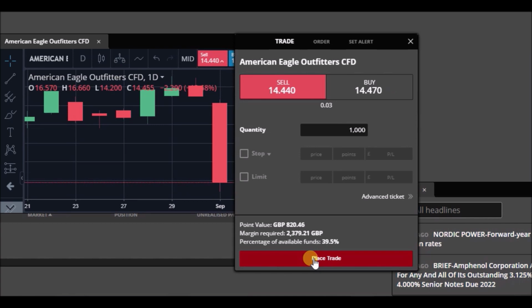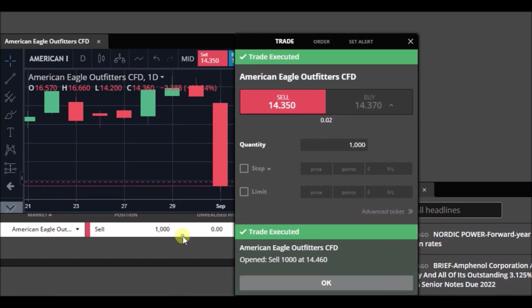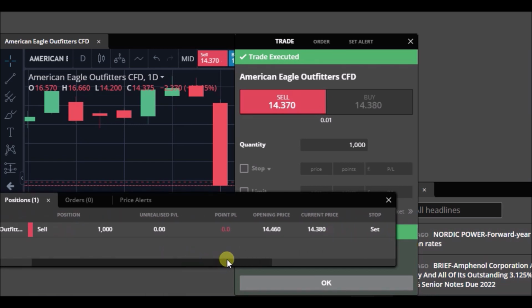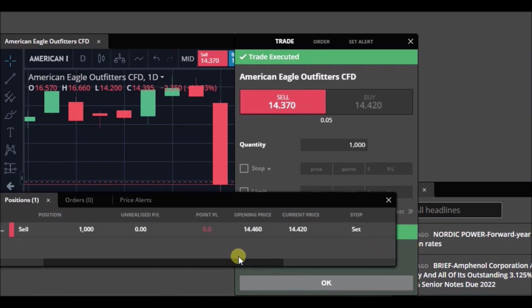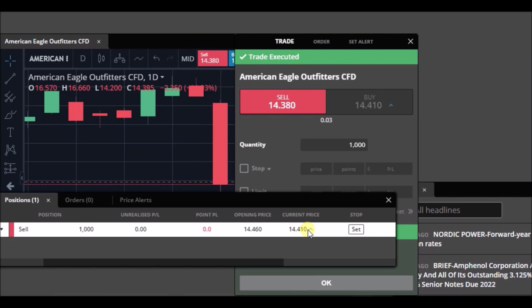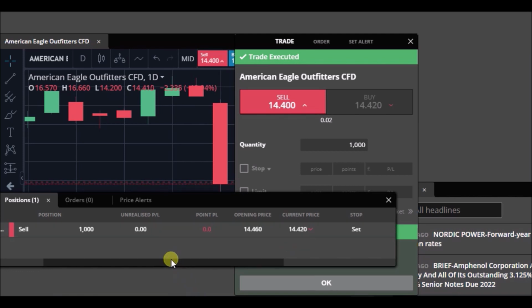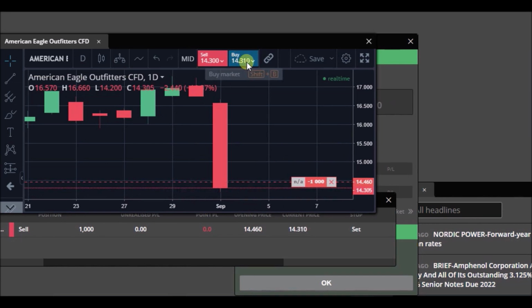it looks like this stock is doing what we want it to do. Money's flown out. $1,000 short on that stock. Okay, so here's the entry, and this is the current price. So we're somewhat profitable now. All right, now it's just a waiting game and managing risk.